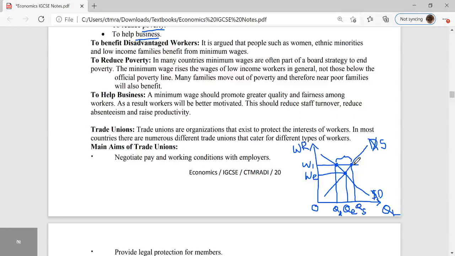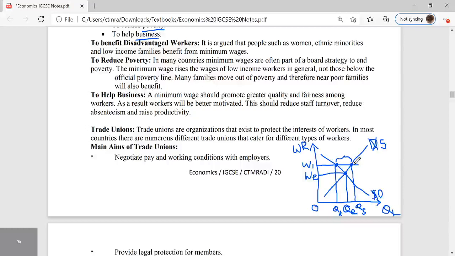So what does this lead to? It leads to excess supply of labor. That means there will be laborers in the market, but they won't be able to find a job. They're willing to work, but they won't be able to find a job because they are more in number compared to the jobs available in the market. So this is excess supply.